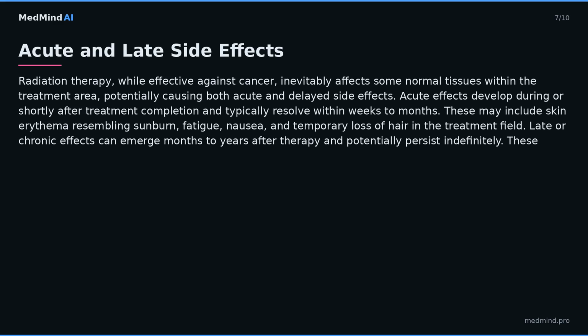The severity of side effects depends on the radiation dose delivered, the volume of normal tissue exposed, the specific tissues affected, and individual patient factors including age and comorbid conditions. Careful dose optimization and protective techniques help minimize these risks while maintaining curative effectiveness.